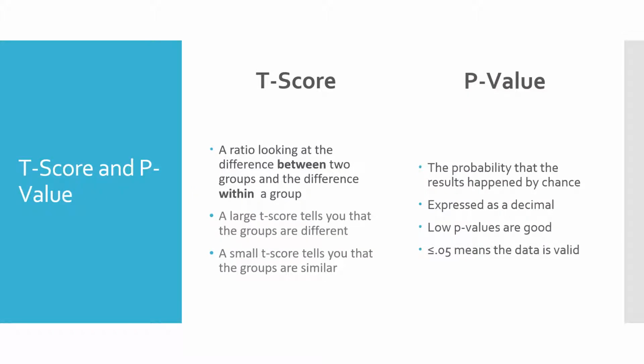The t-test will help you arrive at a t-score. So the t-score is a ratio, and it looks at the difference between two groups and the difference within a group. A large t-score tells you that the groups are different, while a small t-score tells you that the groups are similar. Connected to the t-score is the p-value, which is the probability that the results happen by chance. It's expressed as a decimal, and low p-values are good. P-values that are less than or equal to 0.05 means that the data is valid.